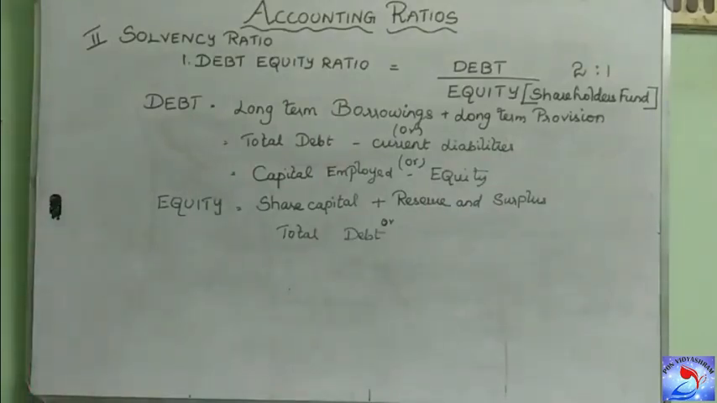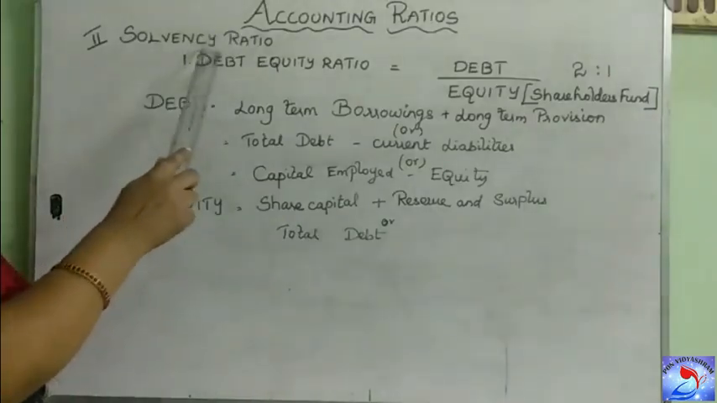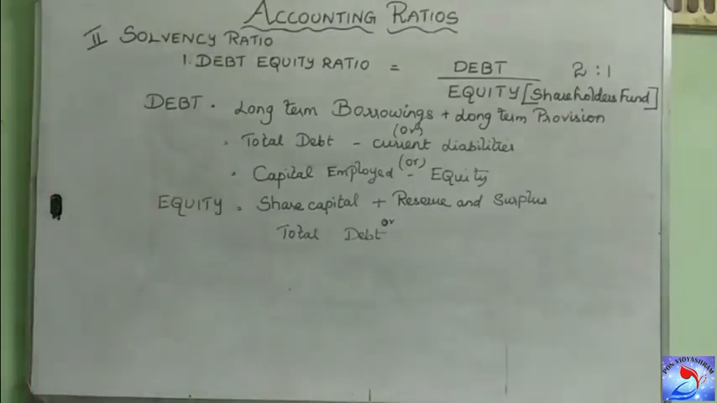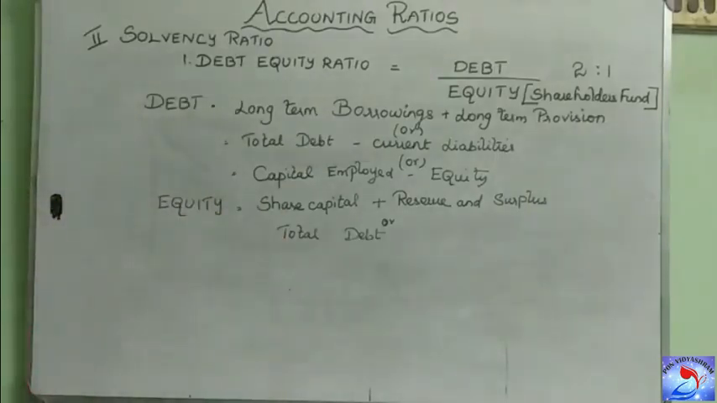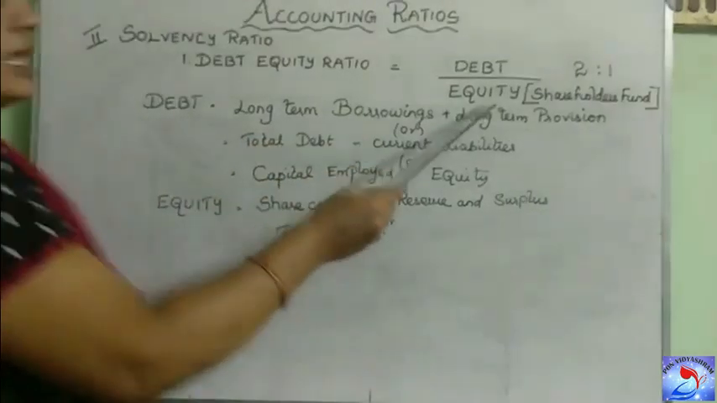Solvency ratios show that a business is in a position to meet its long-term financial obligations, that is, the long-term liabilities of the business. We will be calculating this with the help of the solvency ratio. In this, the first one, debt to equity ratio, is equal to debt by equity.